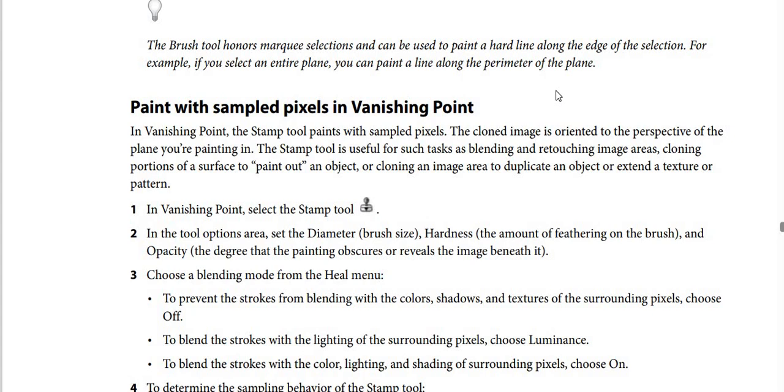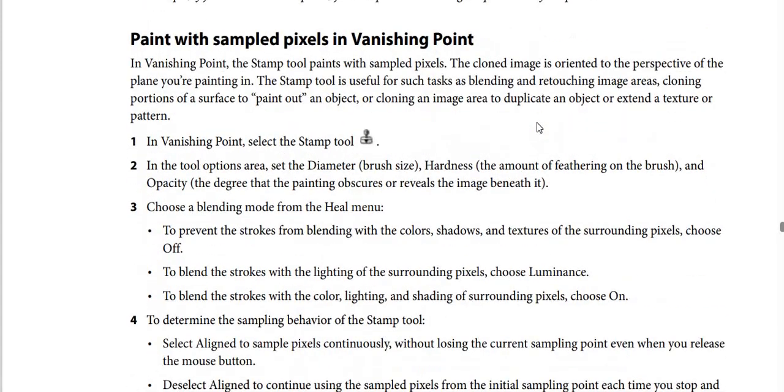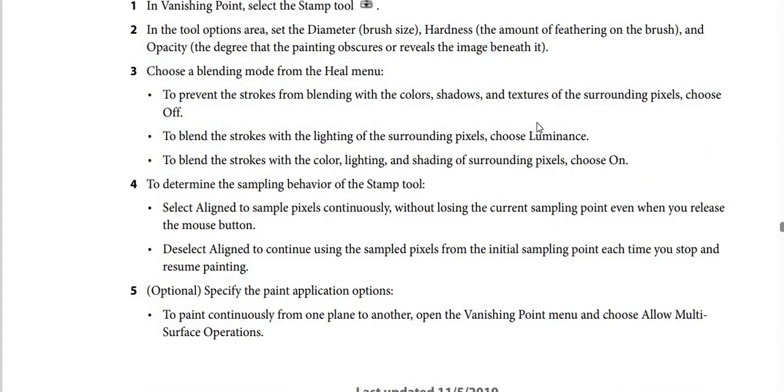Step number 3. Choose a blending mode from the Heal menu, and to prevent the strokes from blending with the colors and the shadows and the textures of the surrounding pixels, choose off. After that, to blend the strokes with the lighting of the surrounding pixels, choose luminance. After that, to blend the strokes with the color, lighting and shading of surrounding pixels, you should choose on.